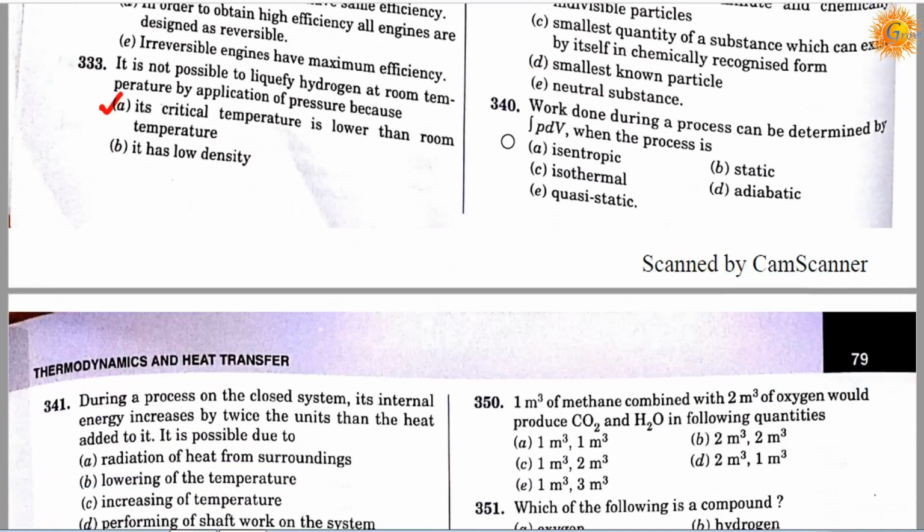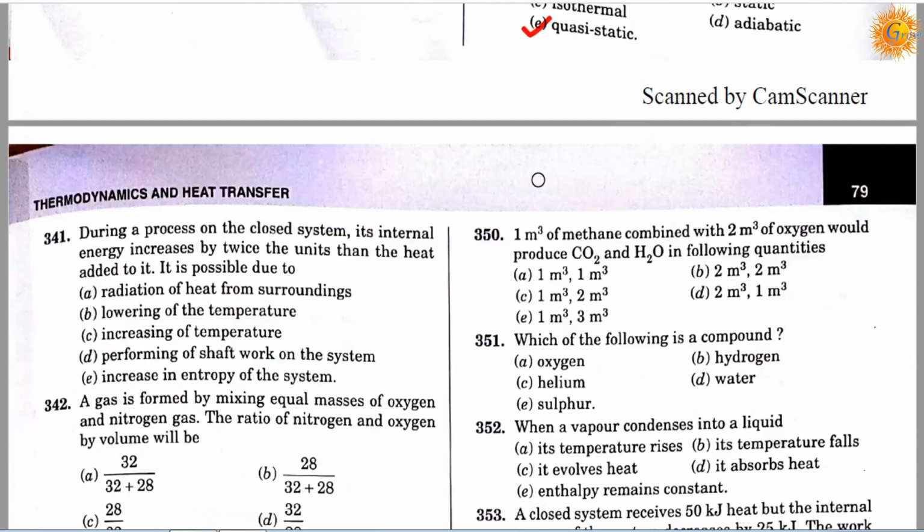Question number 340. Work done during a process can be determined by integration of PdV when the process is option A, isentropic, option B, static, option C, isothermal, option D, adiabatic, option E, quasi-static. So the correct answer is E. Integration of PdV can be determined when the work done is quasi-static.